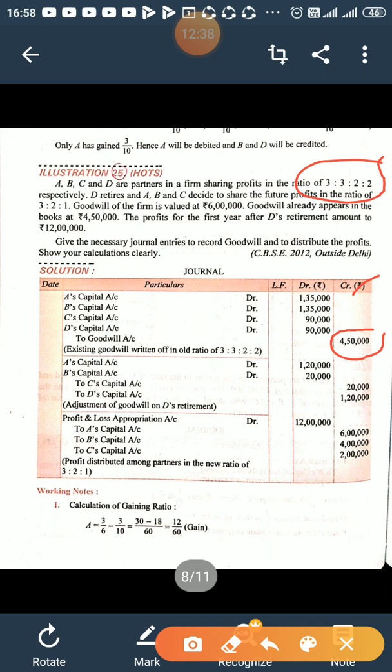So this is one I can check for your understanding. I am showing you A having the share 3 by 10, multiplied by 4,50,000.